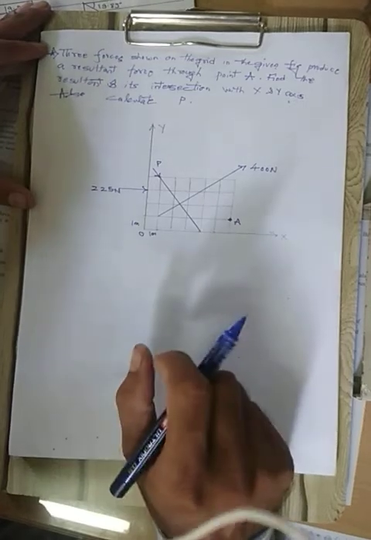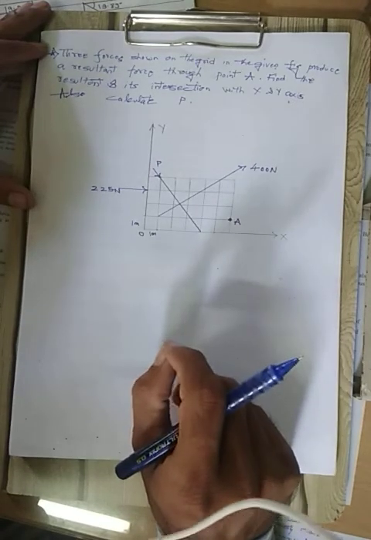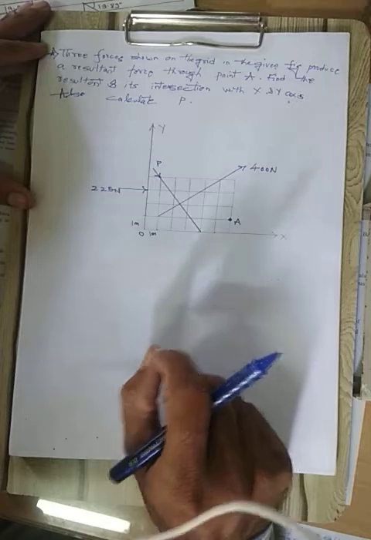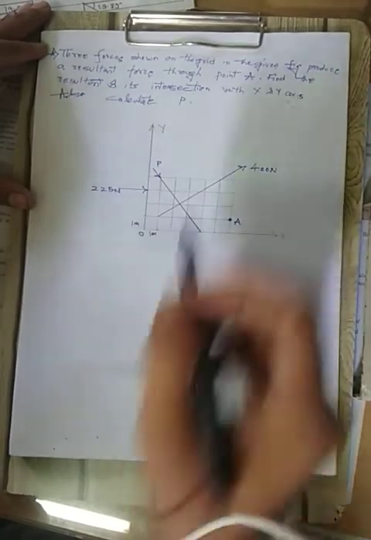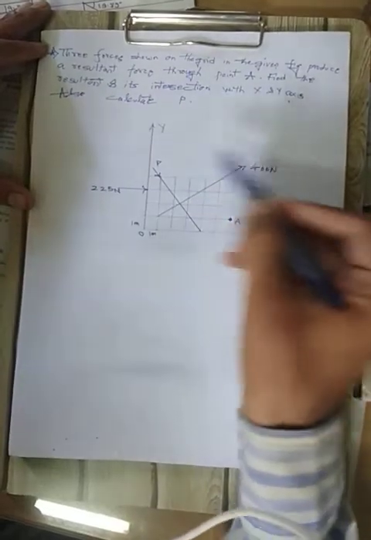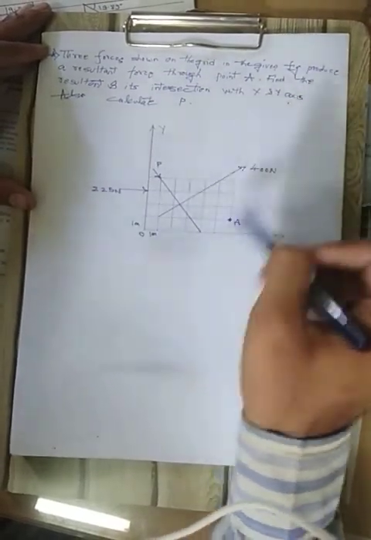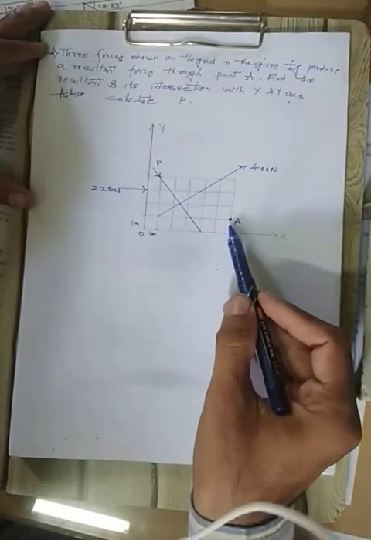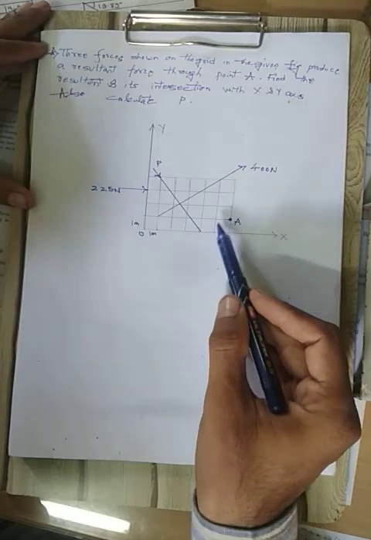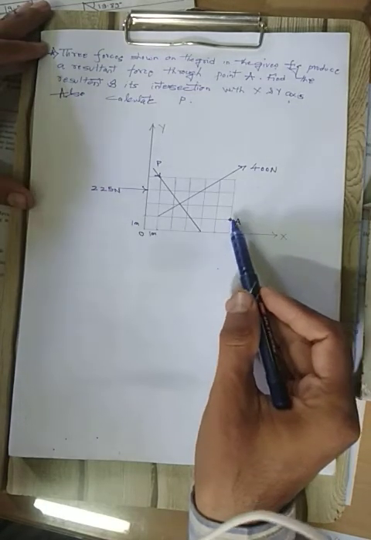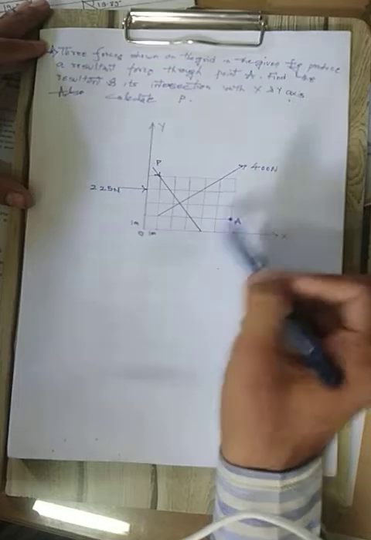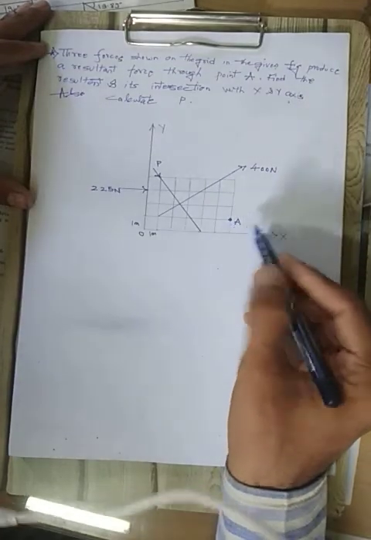Okay. Once you have properly understood the question, then we can solve the problem easily. So what does the question say? The resultant of all these three forces is passing through point A. Here this point A has been located. So all the forces are passing through the point A.